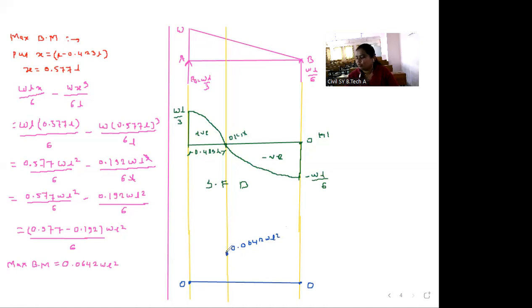And the connection between the two points is a cubic polynomial. So likewise, this figure is a cubic polynomial. And what type of nature is the shear force diagram? Parabolic. Okay, so this is the bending moment diagram.